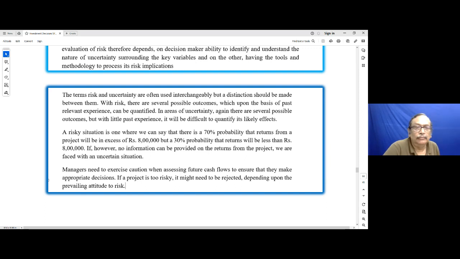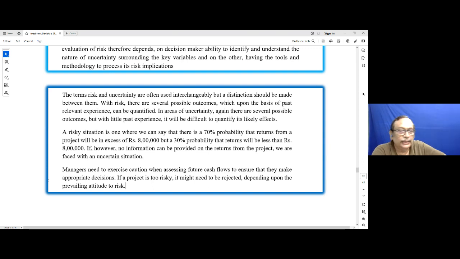Now, the terms risk and uncertainty are often used interchangeably, but a distinction should be made between them. I have already shown you the distinction. So you are required to write the same thing in the examination. With risk, there are several possible outcomes, which upon the basis of past relevant experience can be quantified. So past experience we may refer.